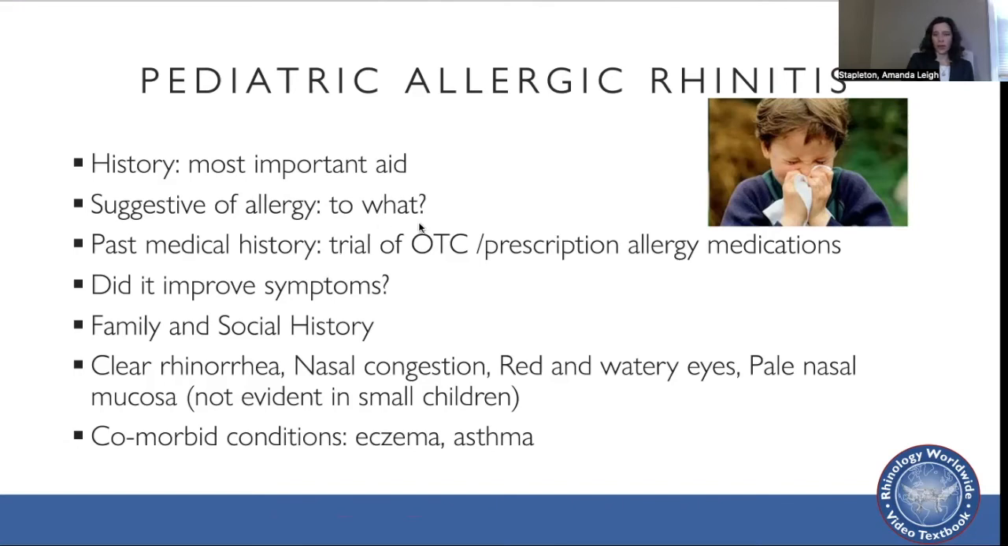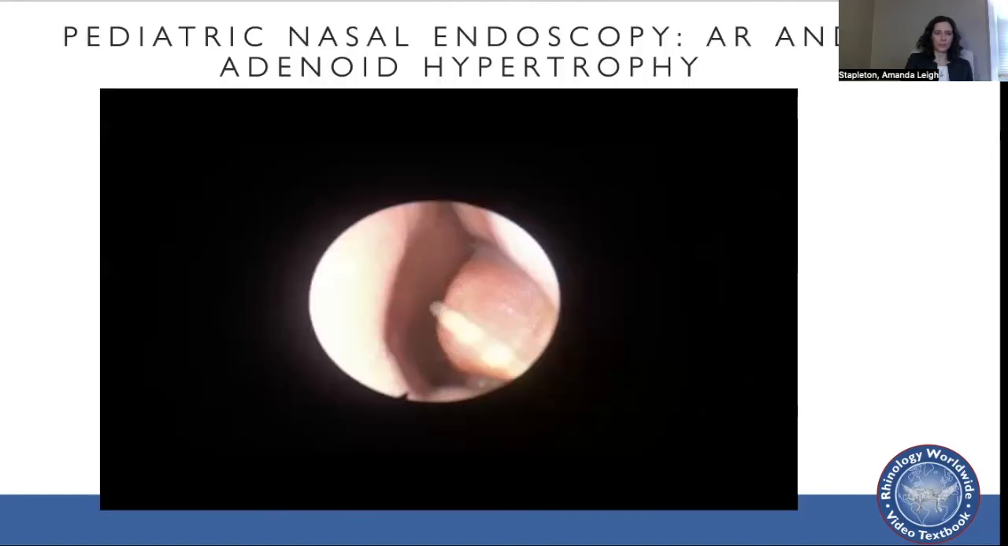What happened when you gave them an antihistamine? Did it improve? Is there significant family history? Do both parents have significant allergic rhinitis or asthma? All these things are very important to decide where your management steps are going to be. And they tend, again, to have clear rhinorrhea, congestion, pale mucosa, sometimes, sometimes not. And I always ask about eczema and asthma as well to see if they're truly atopic children.